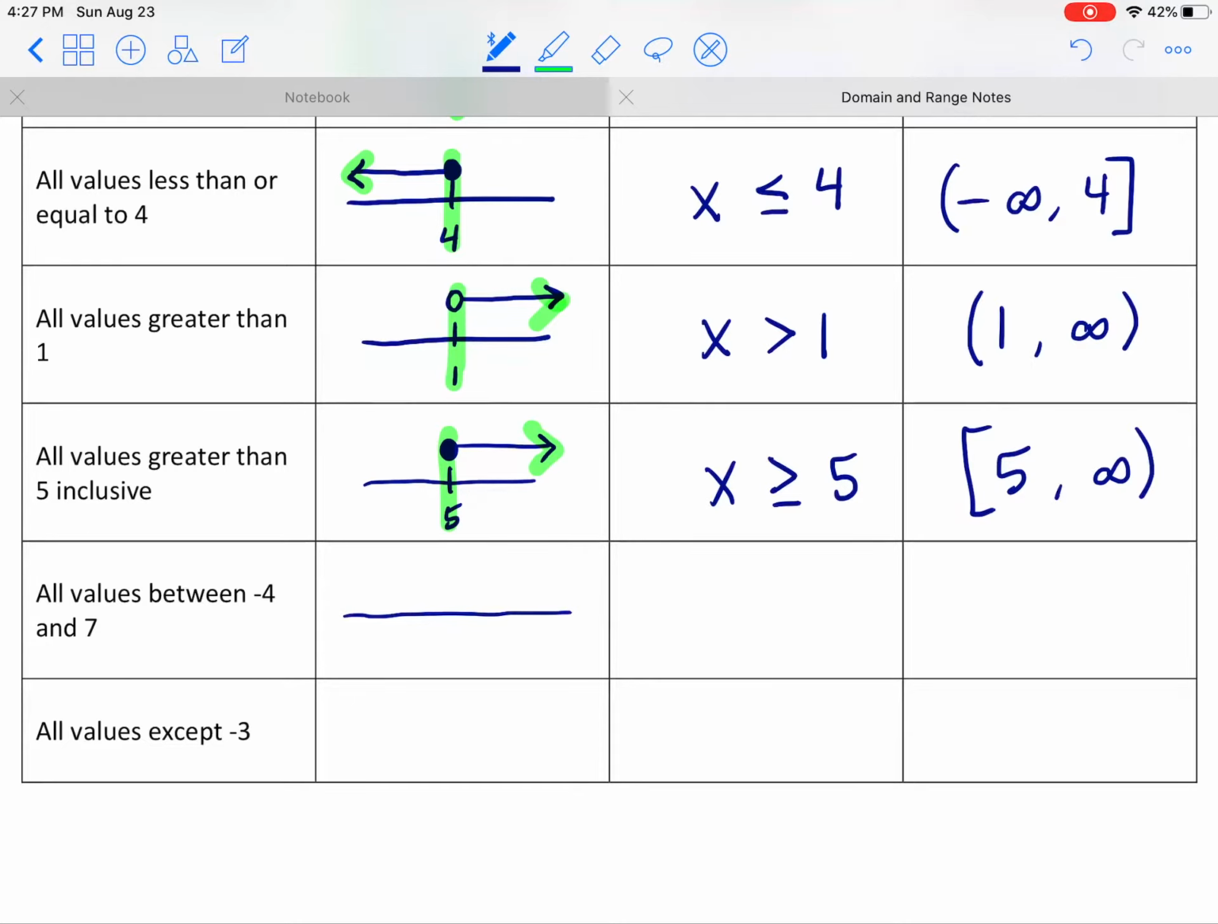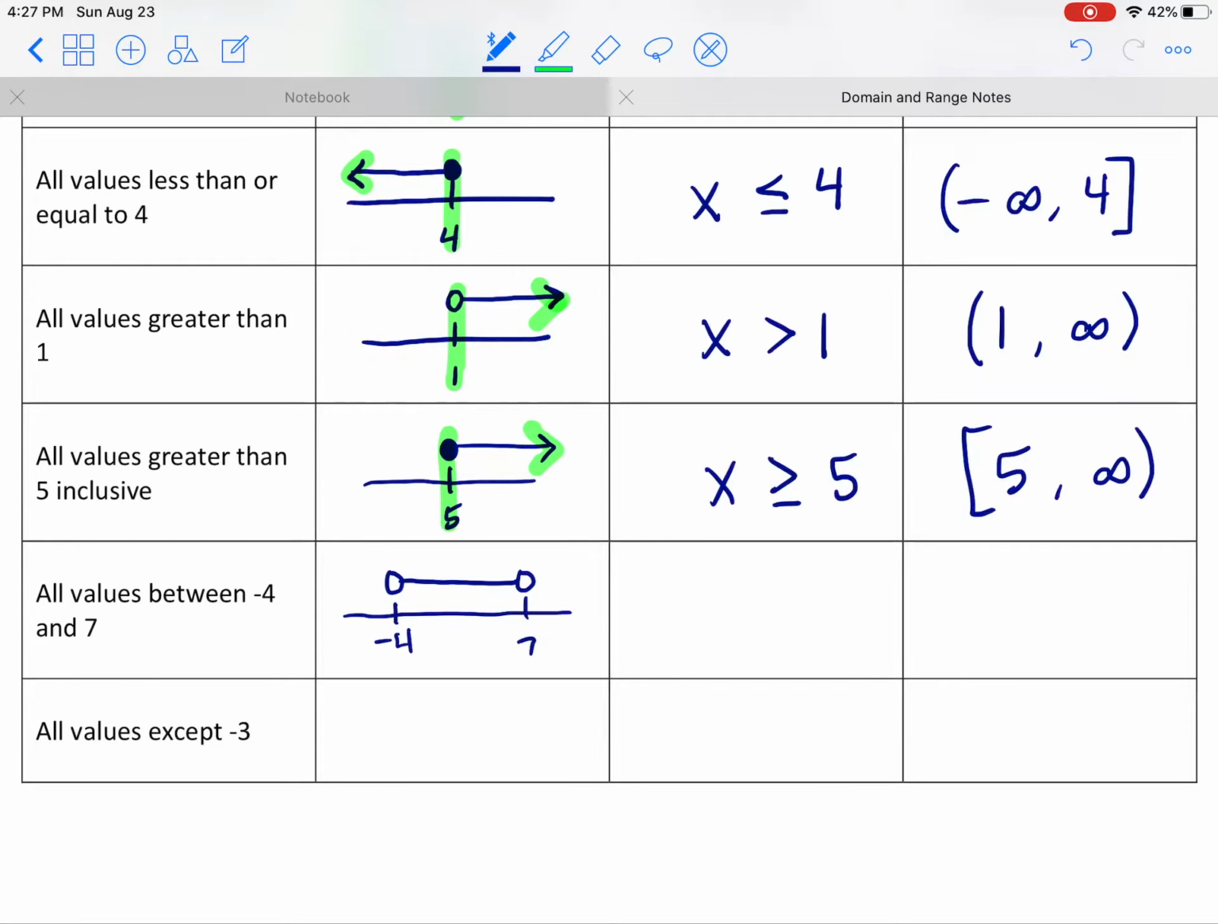Between negative 4 and 7, so we're going to put negative 4 and 7 here. If we're between negative 4 and 7, that means we don't want to actually equal negative 4 or 7. All we want to include is the numbers in between. So that's a snapshot of what we might see on an actual graph.